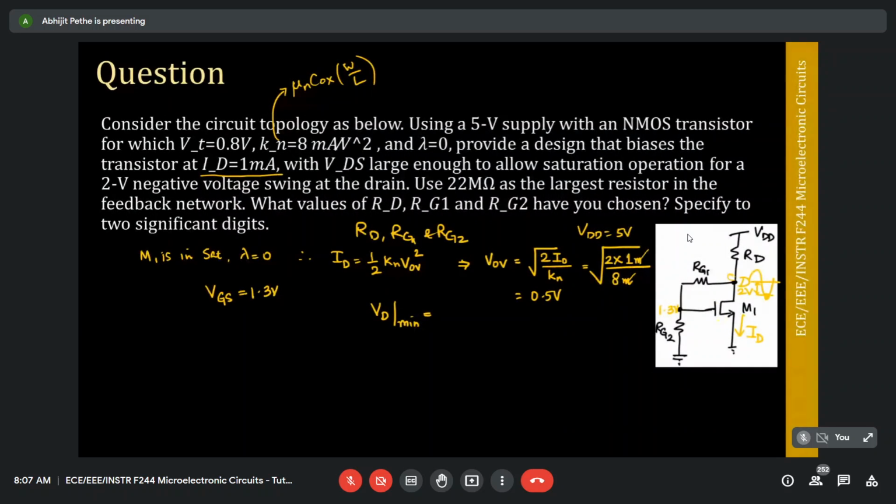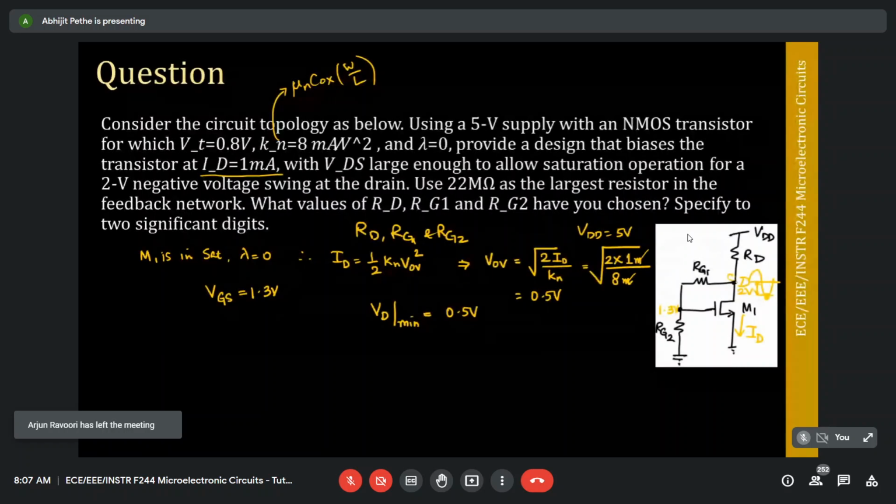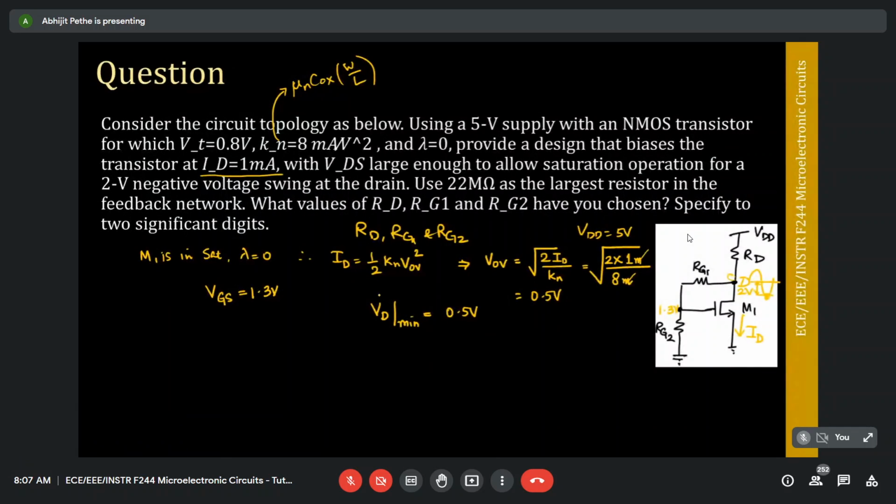If the transistor is biased such that the overdrive voltage is half a volt, what should the minimum value of VDS be so that the transistor remains in saturation? 0.5, right? So I have to follow that. Now, what I'm telling you is that I have a minus 2 volt swing at the drain node. So even with a minus 2 volt swing at the drain, I should still ensure that I do not violate this condition. So what is the minimum value of VD I can choose?